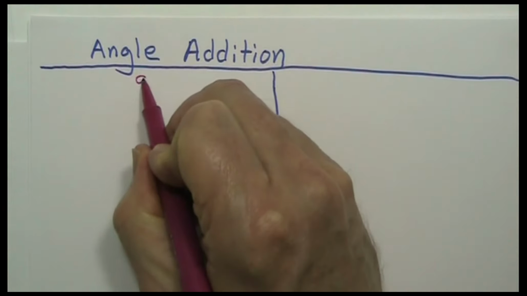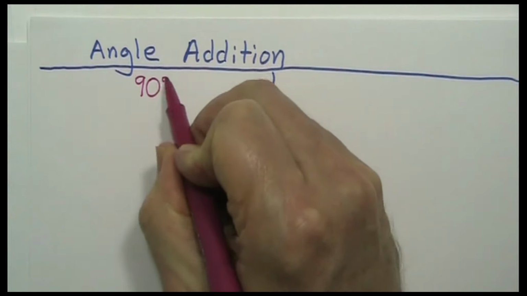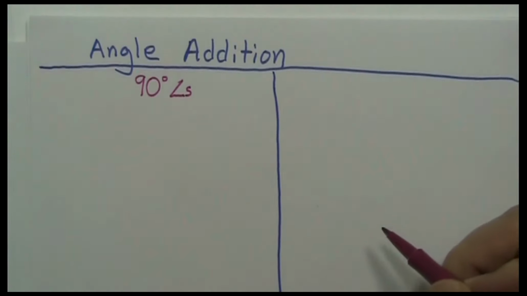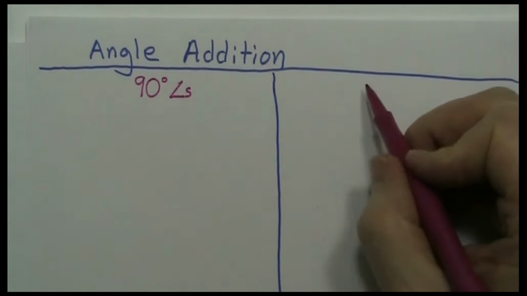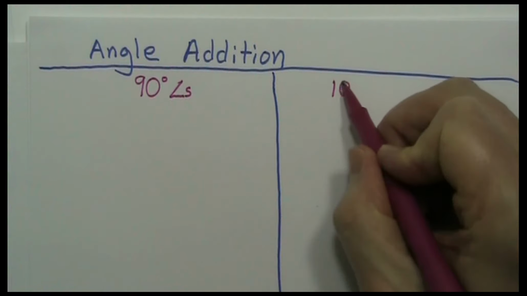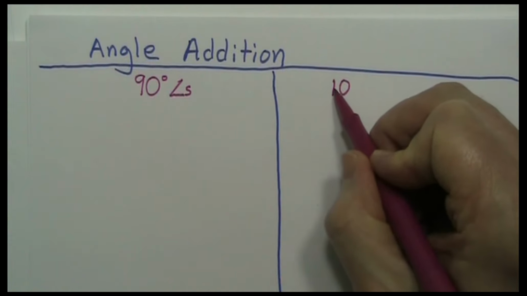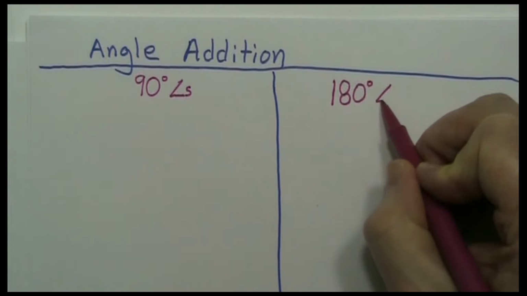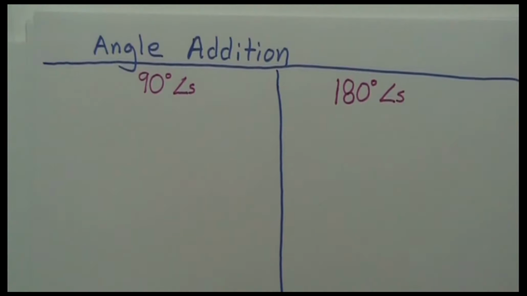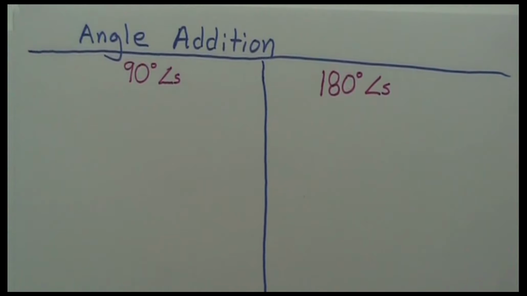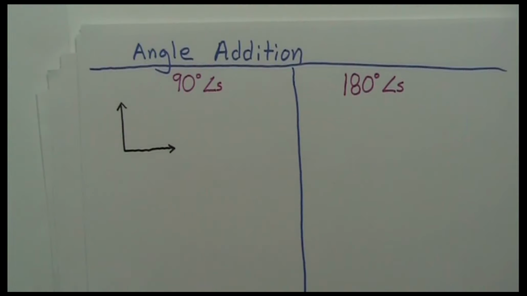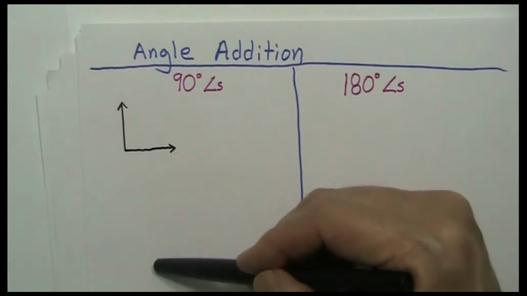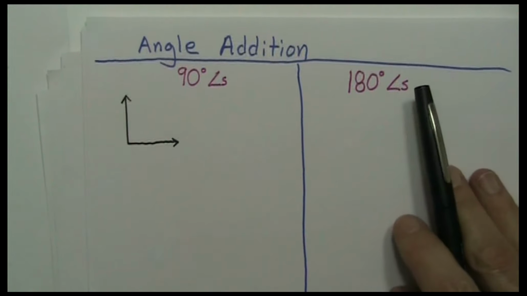Okay, on this side we're going to have 90-degree angles. That's a symbol for angle, and I'll just put an S for plural. And over here this is going to be 180. 180, darn it, I made a mistake there. I'm going to do this. 180-degree angles. Okay, so just so you know, we're going to do 90-degree angles. We'll do about 4 of them going down the page, just so you're spacing it out, about 4 of them.